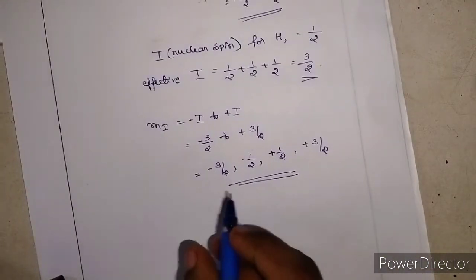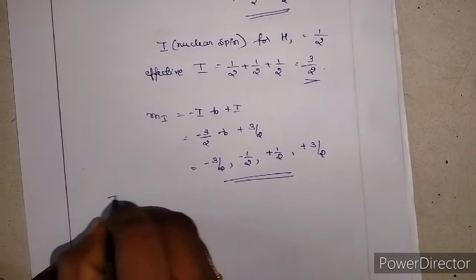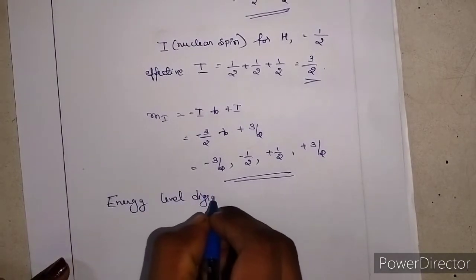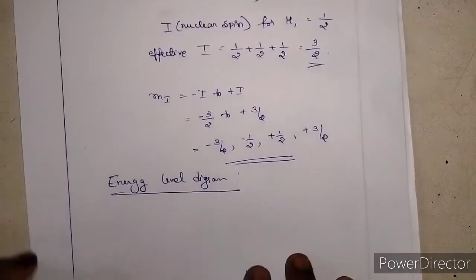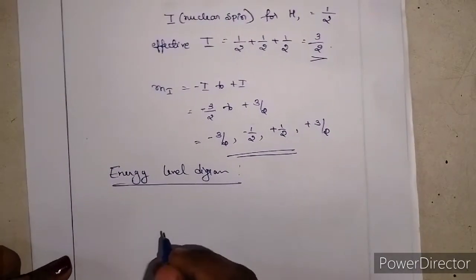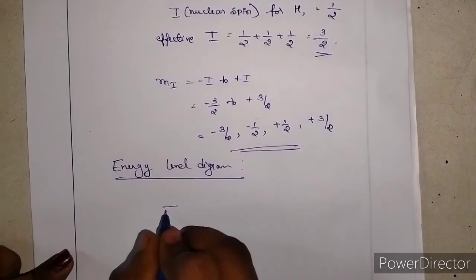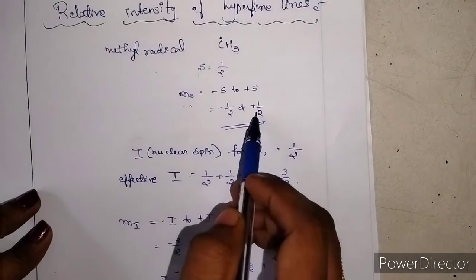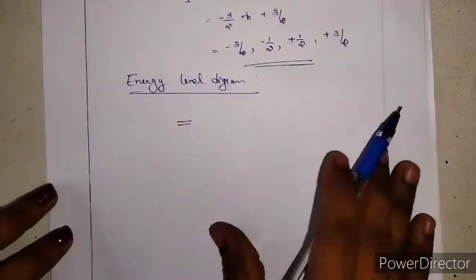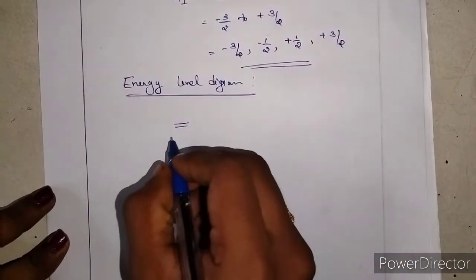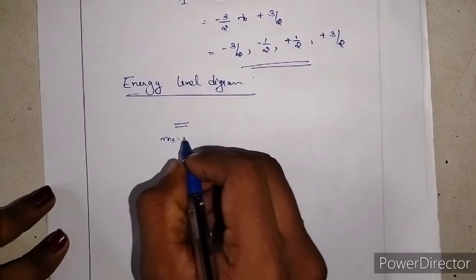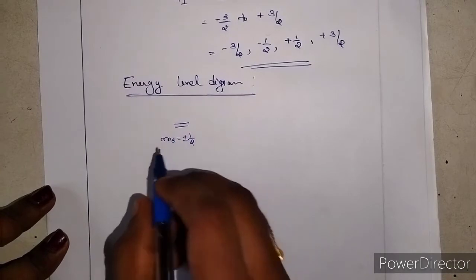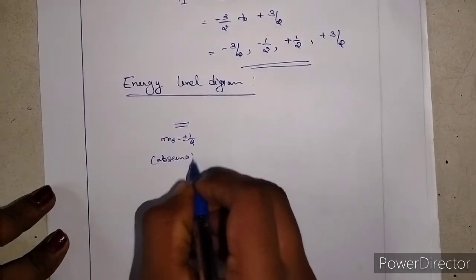Now what we need to do is write the energy level diagram for the methyl free radical. First we need to write the Ms levels in the absence of a magnetic field. I have already said there are 2 Ms values for the methyl free radical. That is why I am writing 2 lines, indicating Ms plus or minus 1/2. Both are degenerate in the absence of a magnetic field.